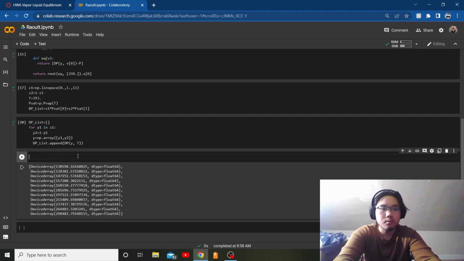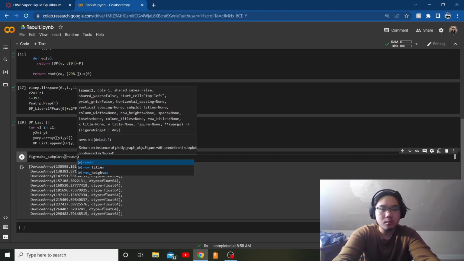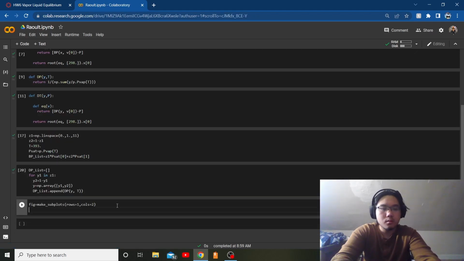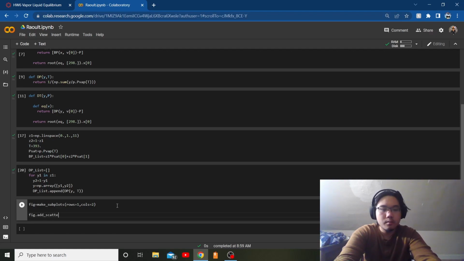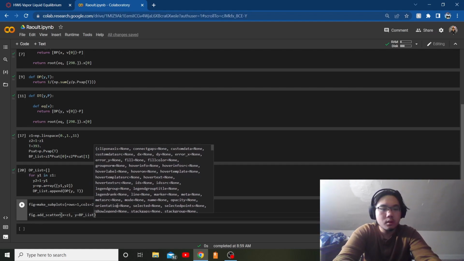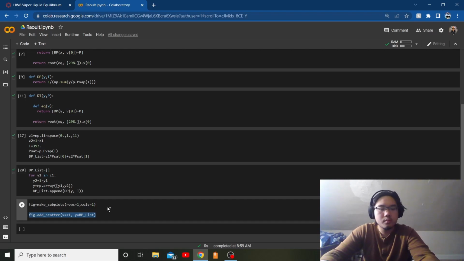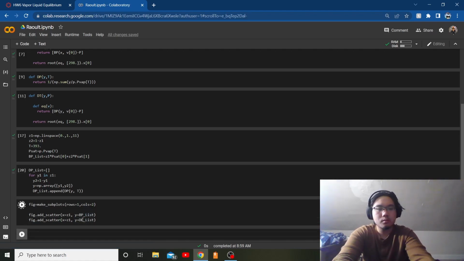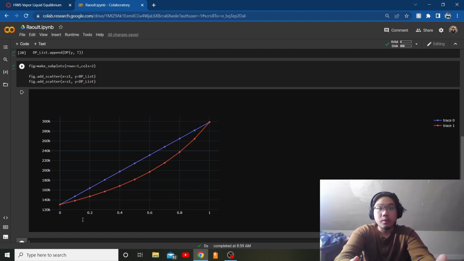And so let's plot the two. So fig equals make subplots, and we'll have another column here for the dew temperature and bubble temperature stuff. So fig dot add scatter, x will equal z1, y will equal our bubble pressure list, and then this will simply change to the dew pressure. So if we plot that, here's what we get.